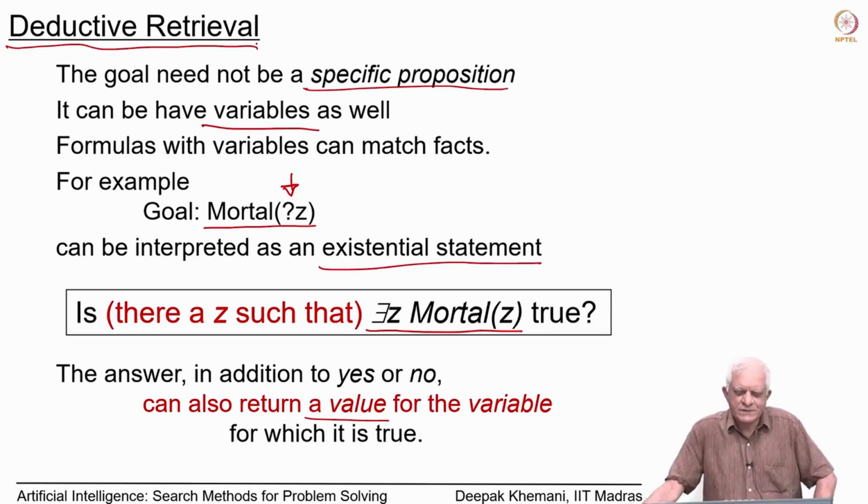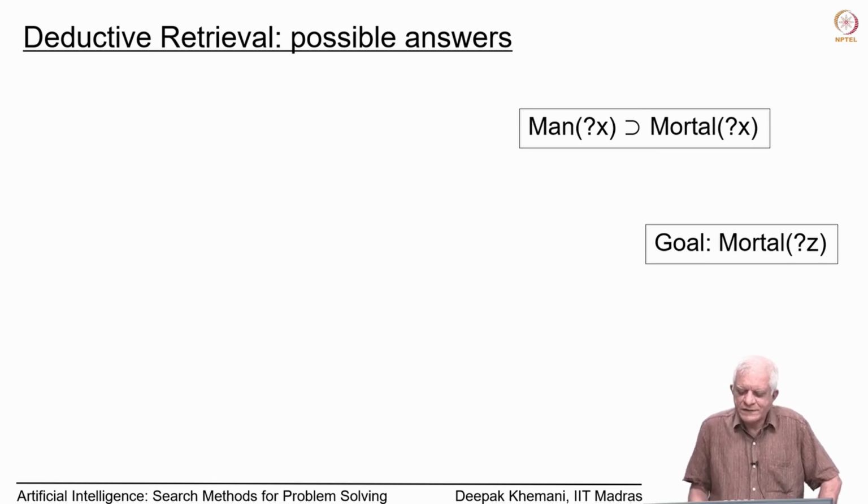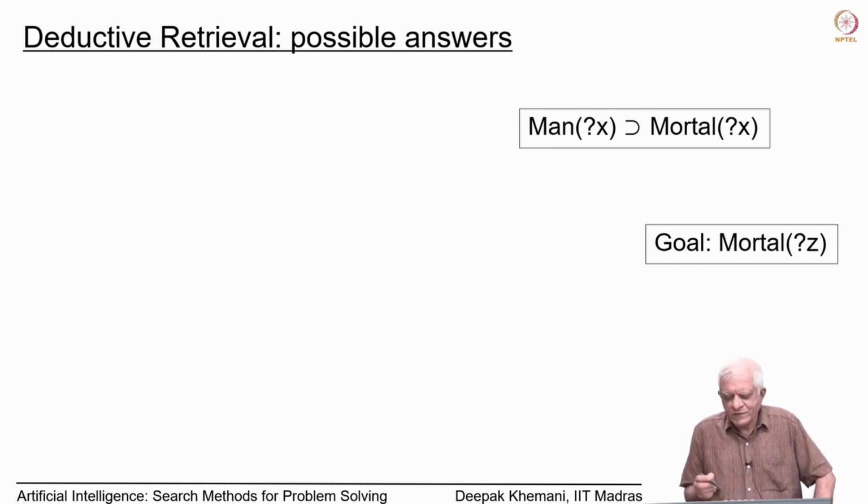So, let us look at this process of deductive retrieval again. This is our favorite statement, all men are mortal, expressed in implicit quantifier form, and we also have a query which says, is there someone who is mortal, expressed as a sentence mortal z, where z is a variable essentially. Again, of course, by now you have figured out that z in the goal is an existential variable and x in the fact is a universal variable.